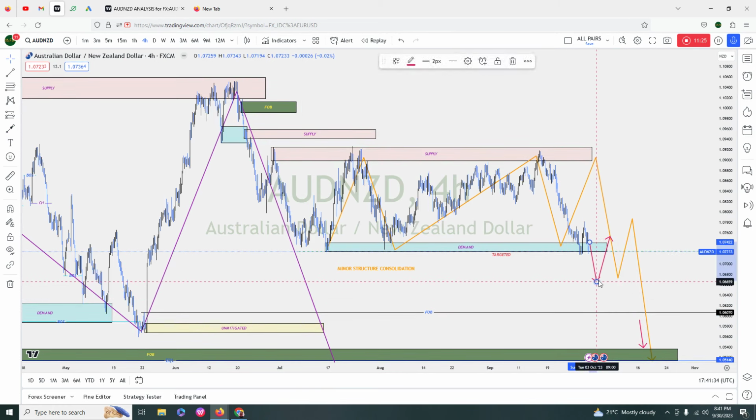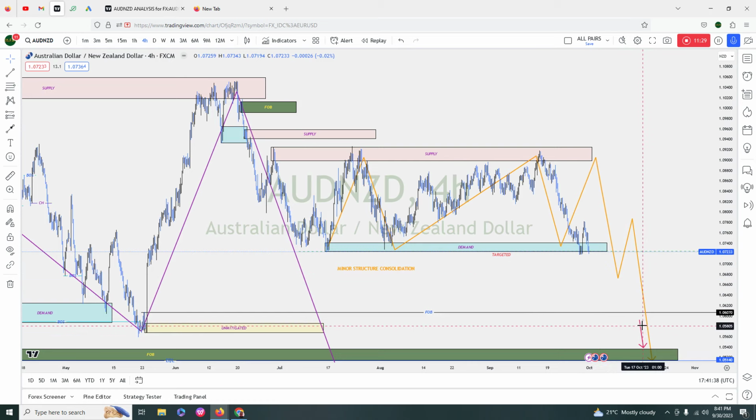So AUDNZD is an active trade, and by now you've noted cross NZD pairs are largely bearish. So let's wait and see what happens. A break of this level, we will get in and sell.